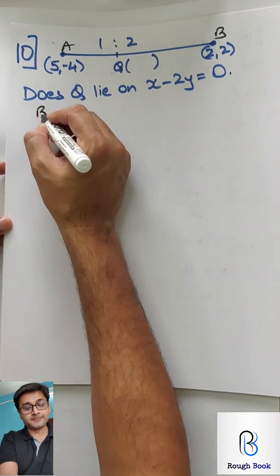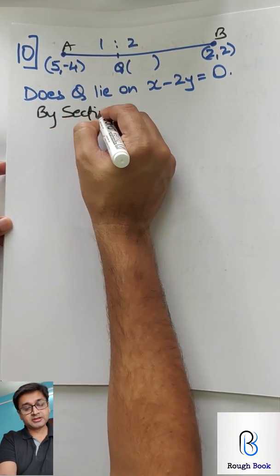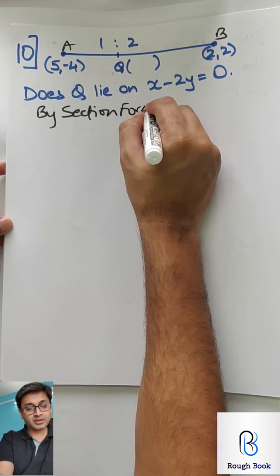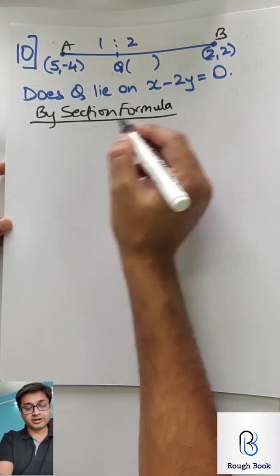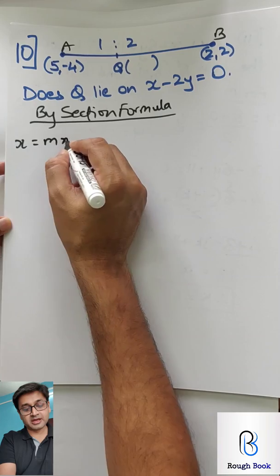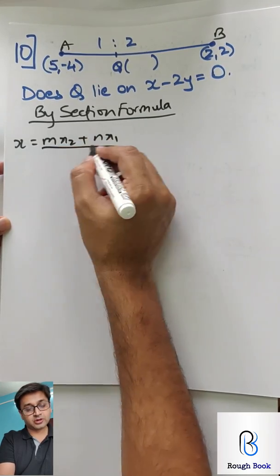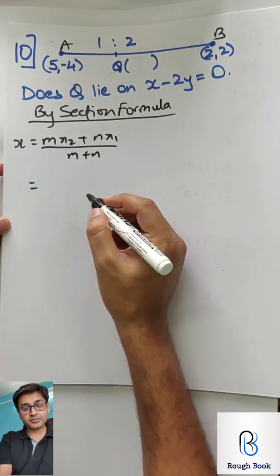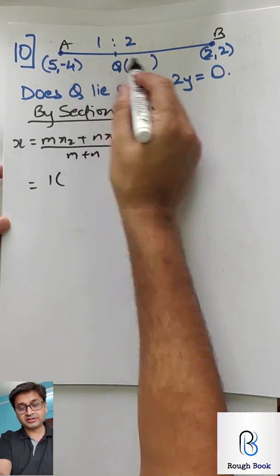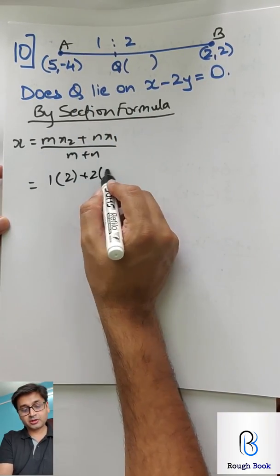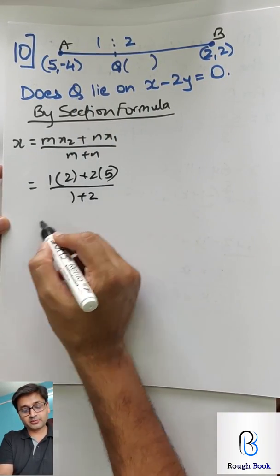So first, section formula. By the section formula we are trying to calculate the coordinates of q. So x is m x2 plus n x1 upon m plus n. So m is 1. You remember the cross? So 1 into 2, 2 into 5 upon 1 plus 2.